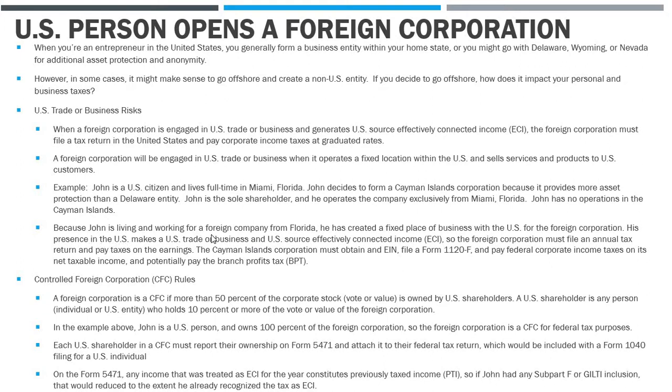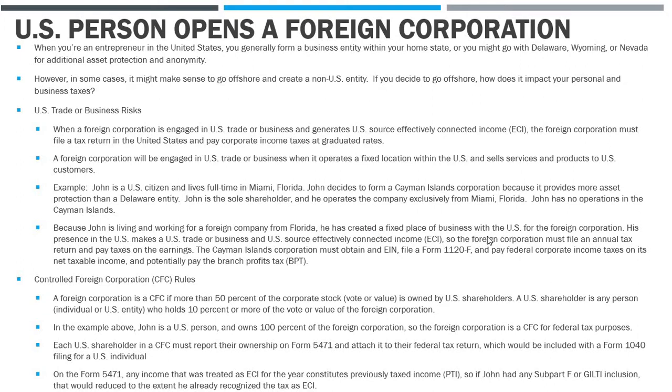company from Florida, he's created a fixed place of business within the U.S., his presence creates this U.S. trade or business risk, and the income that's going to be generated through that company is going to be effectively connected with that U.S. trade or business. So his Cayman Islands entity has got to file a tax return and pay taxes.